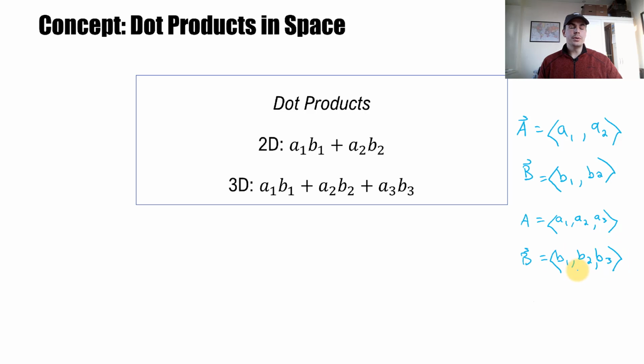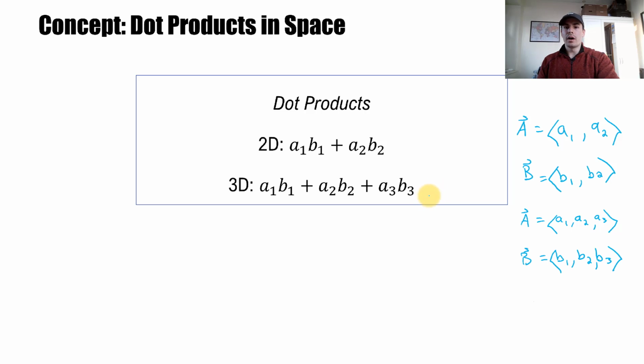So really all we're doing is the same process here, except now we have this third component, right? This is kind of like our Z component. So all we're doing is adding the product of our two Z components to the end of our two-dimensional formula for dot product, and there we go. We've got our dot product in 3 dimensions.